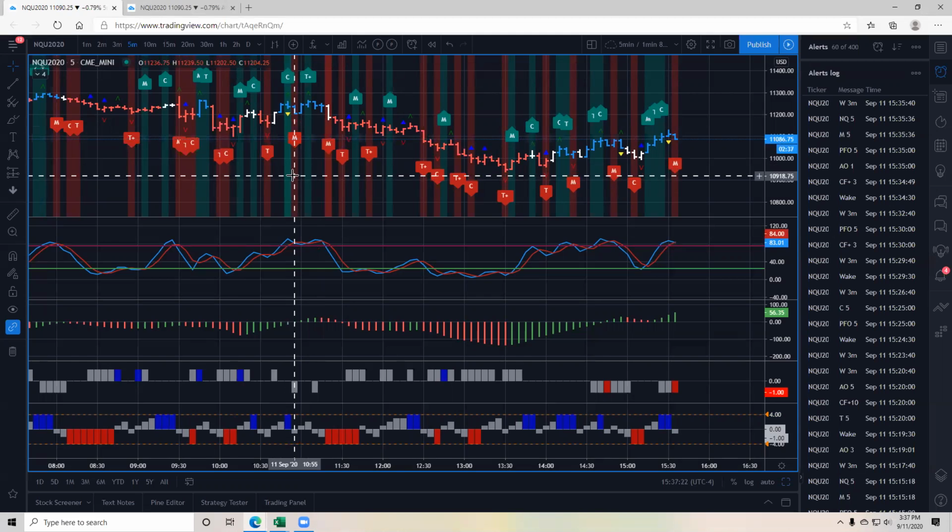Vertical green bar means you want to go long. If you're an options trader, you're going to buy a call. If you're a futures trader, you're going long. Vertical red bar means if you're an options trader, you're buying a put. If you're a futures trader, you're going to go short.